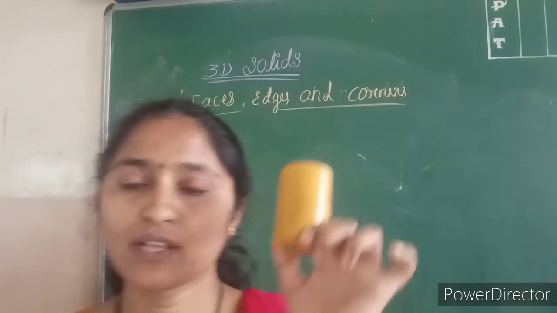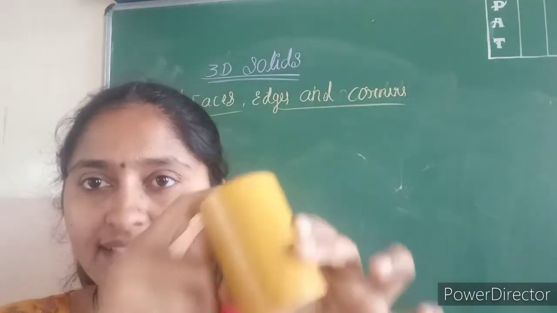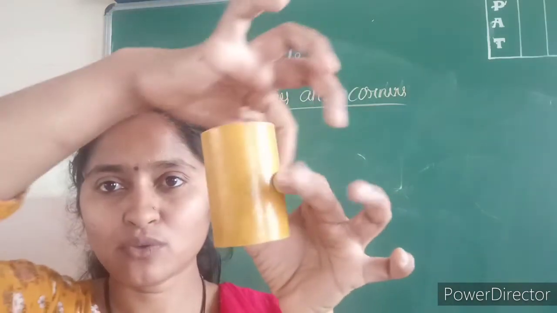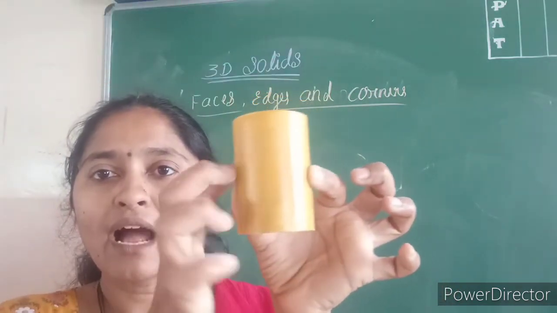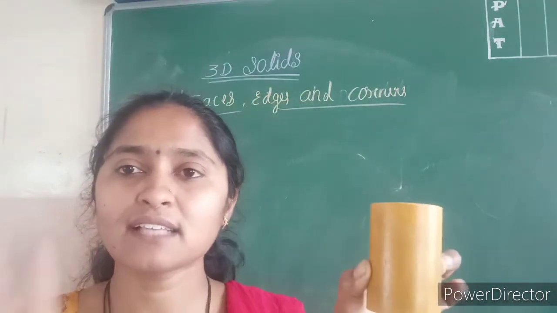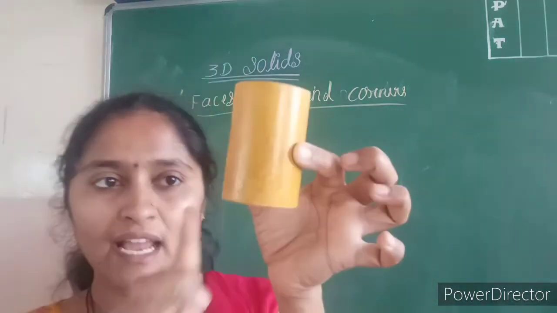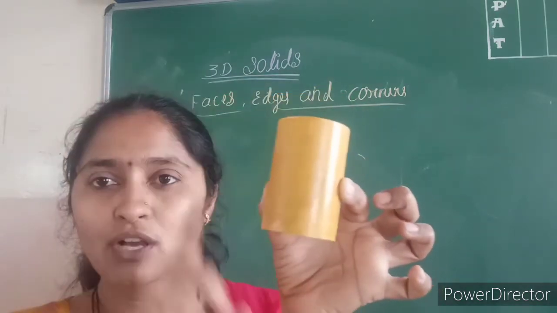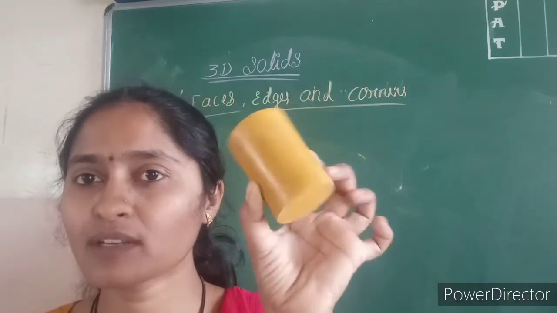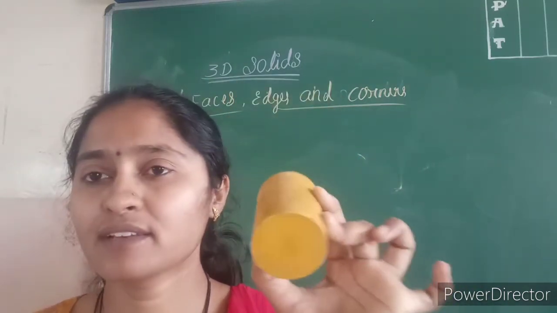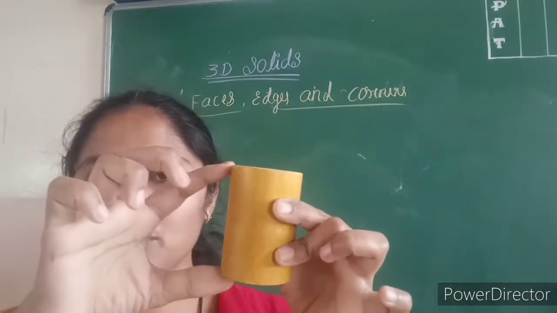cylinder. So how many faces does a cylinder have? This is one face, two faces, and this whole is another face. So 1, 2, and this one is 3. So a cylinder has 3 faces, and how many edges? This is one edge and this is another edge. So 1, 2. So it has 2 edges. And how many corners does it have? Does it have a corner? No, a cylinder does not have any corner. It only has 3 faces and 2 edges.